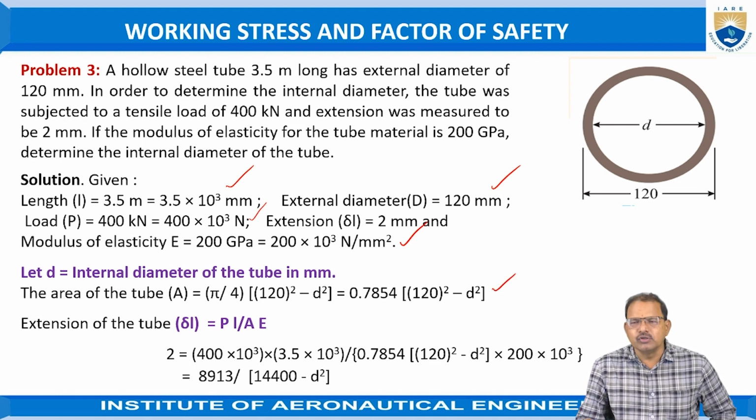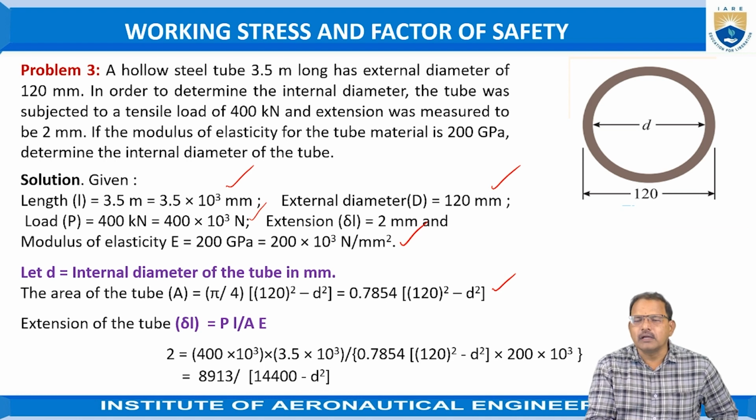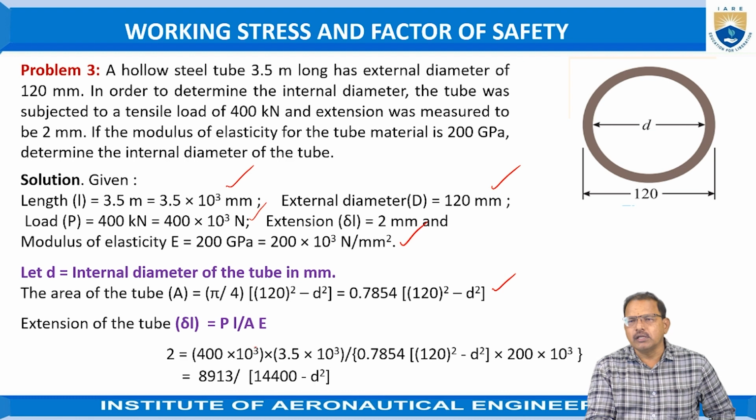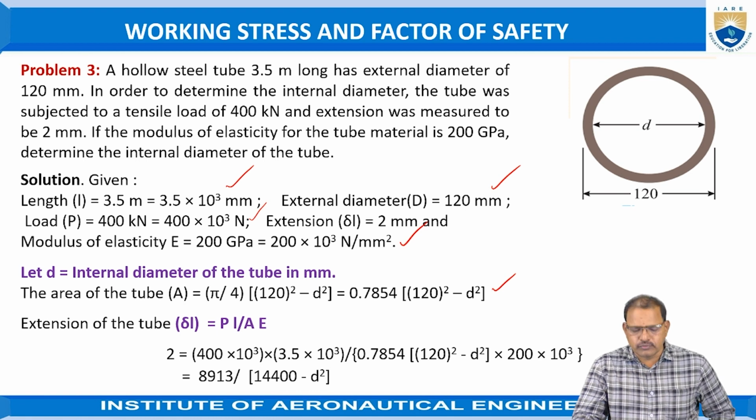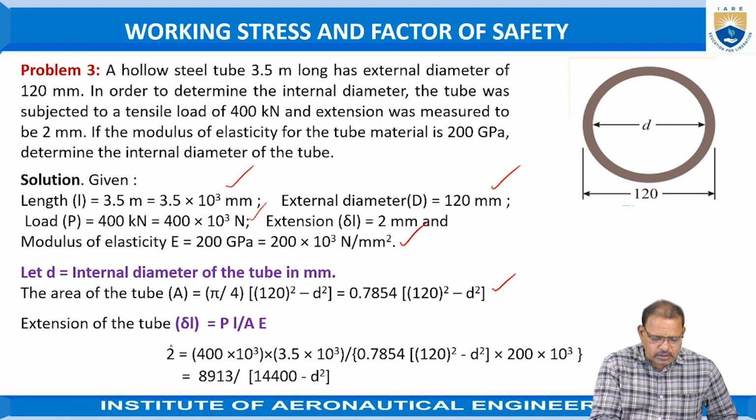The extension of the tube is given by the formula delta L is equal to P into L divided by A into E, where P is equal to the applied load, L is equal to length of the tube, A is equal to area of the cross section of the tube, E is the Young's modulus of the material. So by using this relationship, we get delta L is equal to 2, already given.